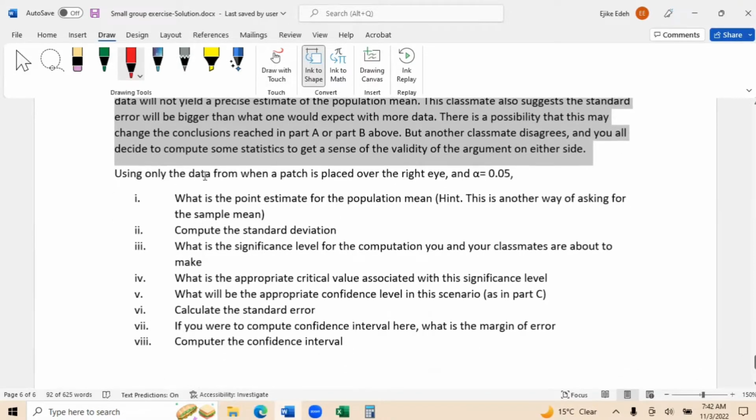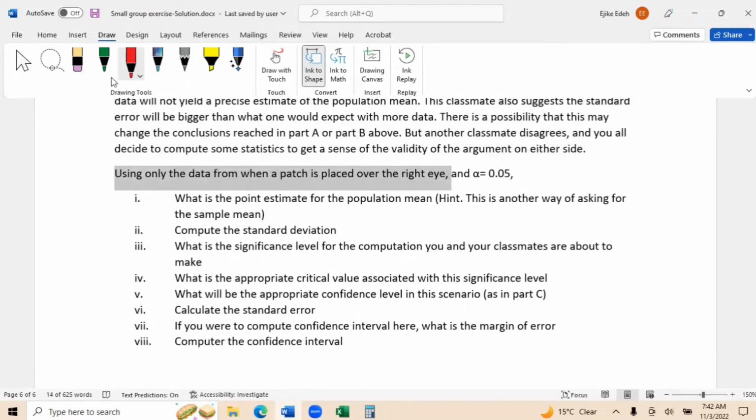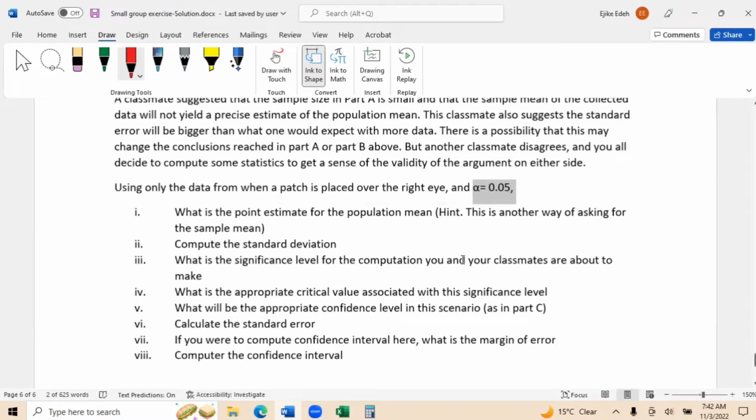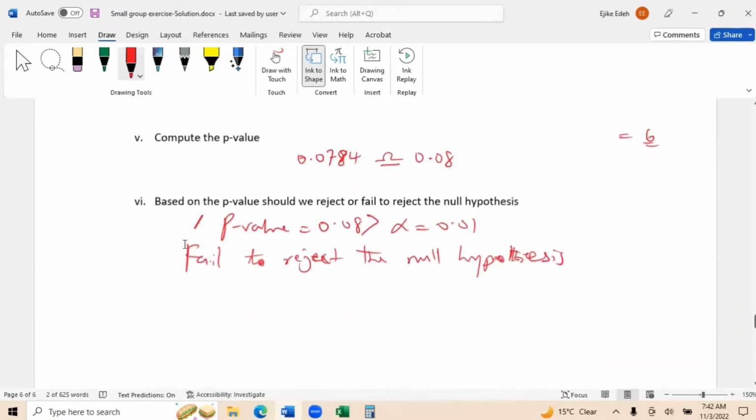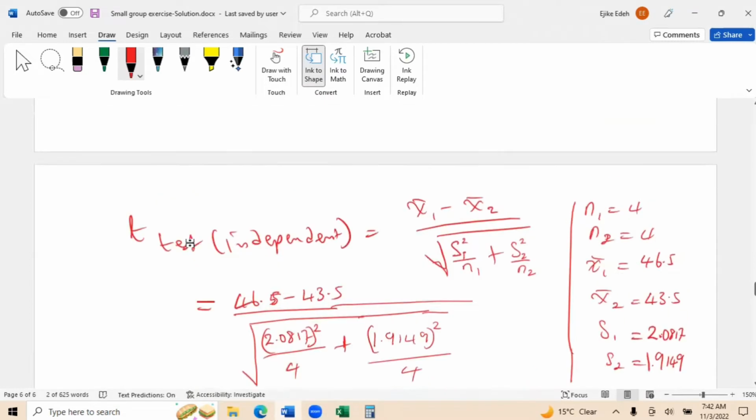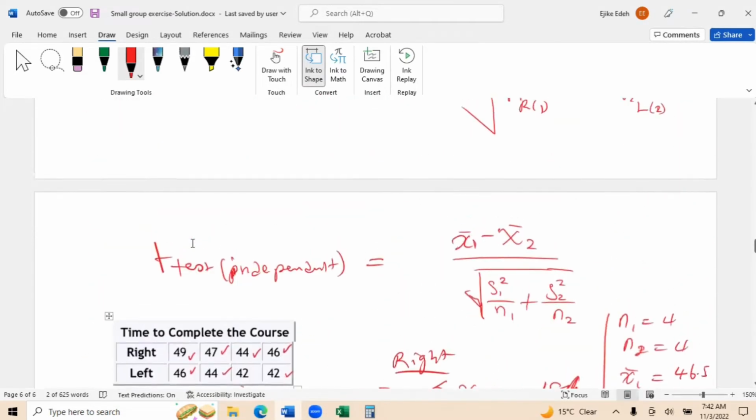Okay, use only data from when a patch is placed over the right eye. So pay attention to that. We're using data from when a patch is placed over the right eye and not any other one, okay? And we're using alpha of 0.05 for this part of the question. So these two things changed. So let's go ahead and pick up the data for right eye only.